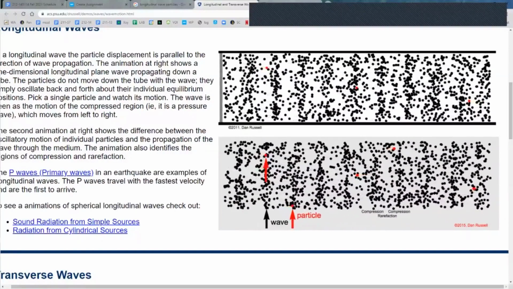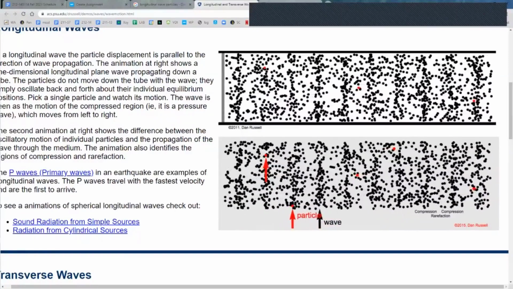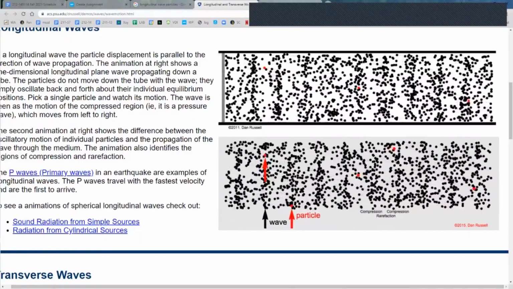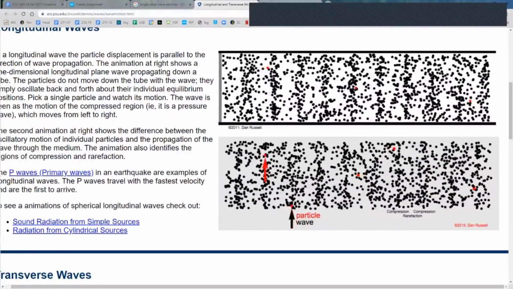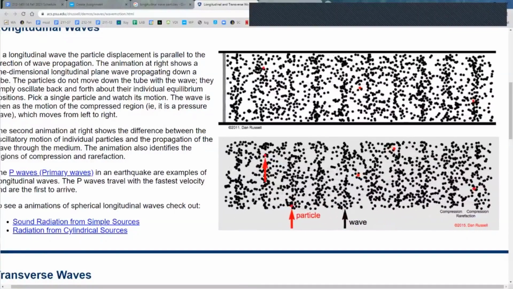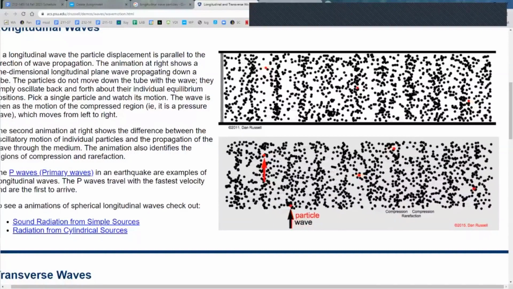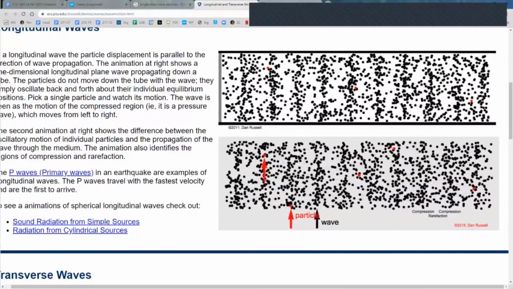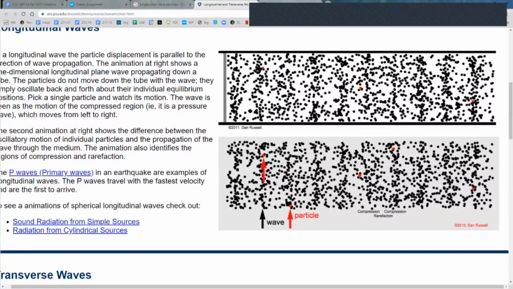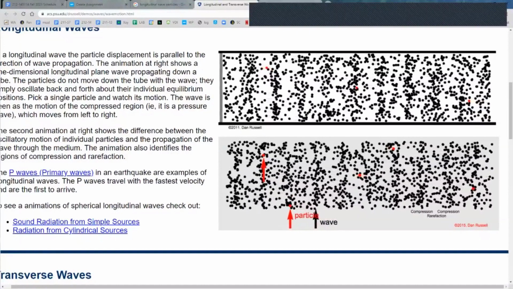Check out down here below this lower. It's the same exact thing, but Dan Russell is tracking what's going on with an individual particle versus what's going on with the wave. So check it out. The wave is going from left to right. We call that the wave propagation velocity. It's propagating from left to right, whereas the media is bouncing back and forth.